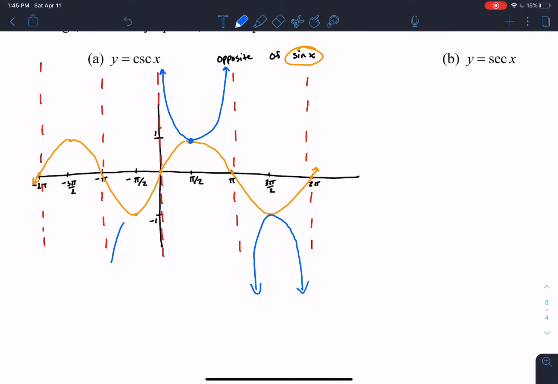So you've got your low point and then your high point. It's pretty crazy looking, but again, it's not hard to draw. As long as you know what sine looks like, you can do the graph for cosecant. So this here is one cycle for cosecant.